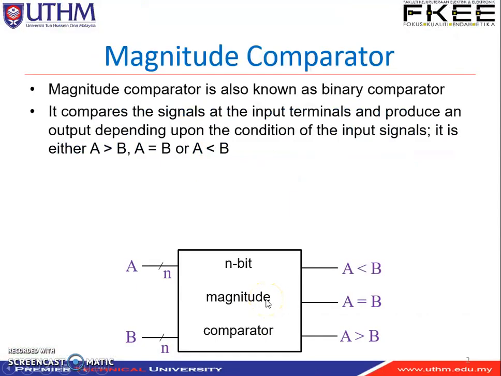First, we look into what is a magnitude comparator. It is actually a device or circuit that compares two binary numbers. In this example, we have A and B, each with n bits. If we compare these two, we can have either A less than B, A equal to B, or A greater than B.